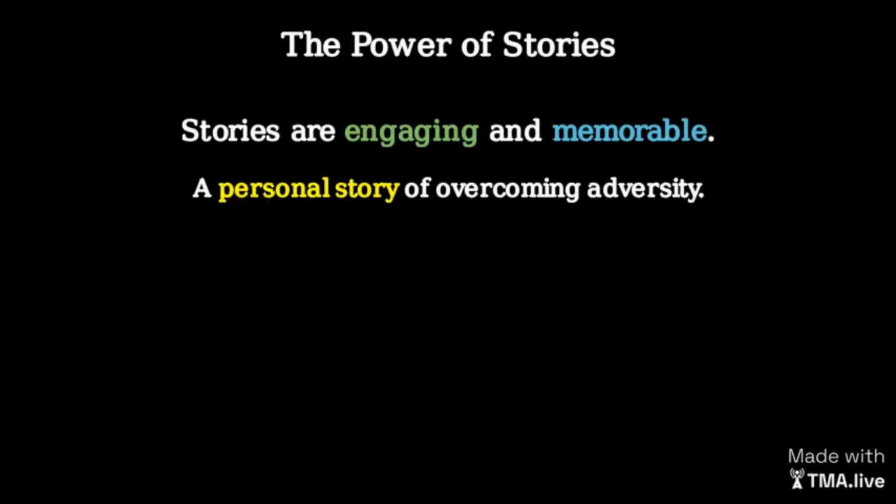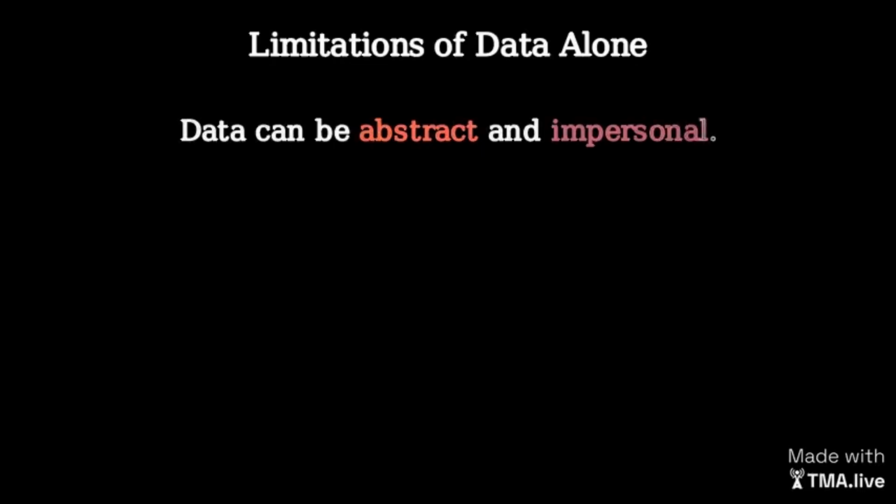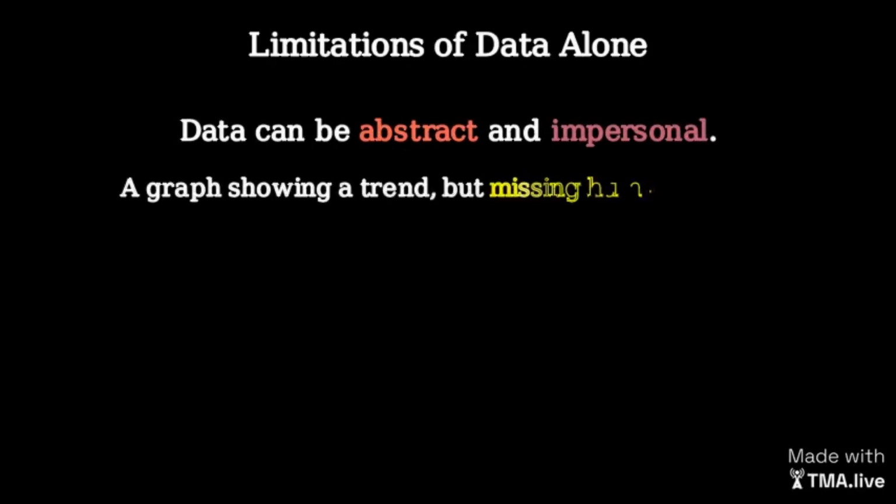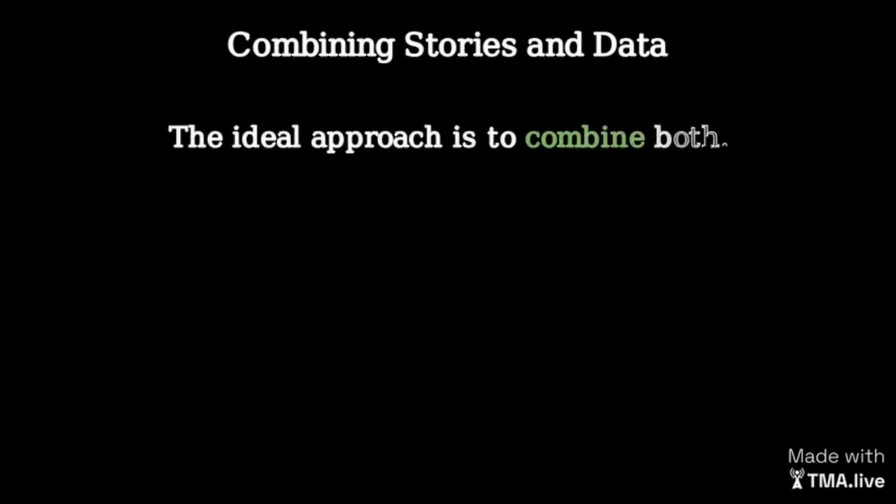For example, a personal story of someone overcoming adversity can be far more impactful than abstract statistics. However, data alone can be abstract and impersonal. A graph showing a trend, for instance, might not resonate with an audience if it lacks a human context. This is where the narrative fallacy can mislead us, as we might reject data if it doesn't fit a preconceived narrative. The ideal approach is to combine stories with data.